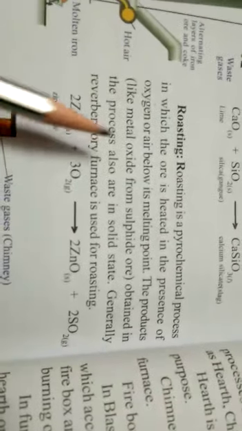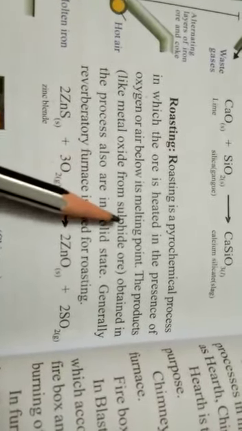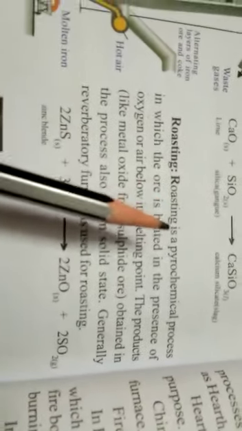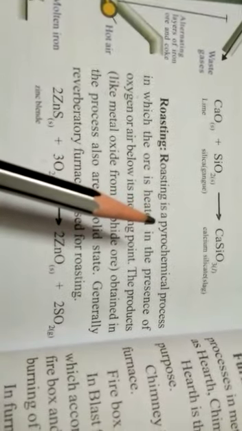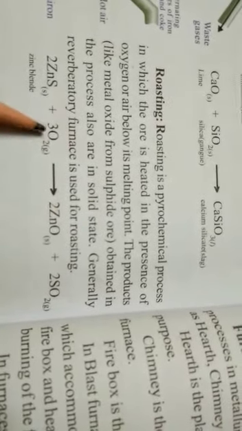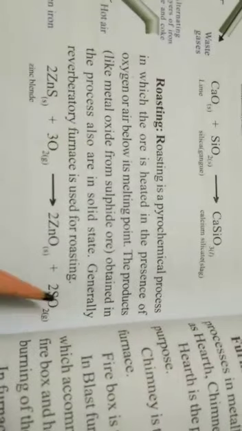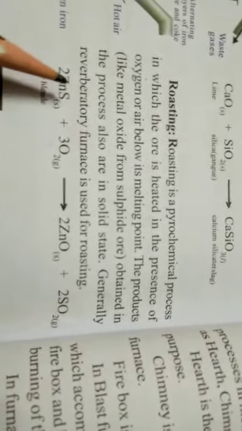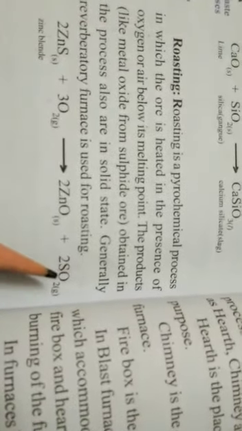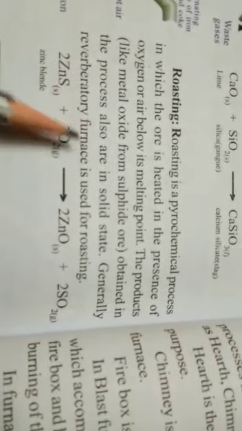Once again, the process of roasting is mainly done for sulfide ores, and the gas liberated is sulfur dioxide. See the basics of roasting once again. First, it is a pyrochemical process in which the ore is heated in the presence of air or oxygen. Here a lot of oxygen is supplied, so it is also an example of an oxidation reaction. Here sulfur dioxide gas is liberated. Generally it is done for sulfide ores. 2ZnS plus 3O2 gives 2ZnO plus 2SO2. Generally, it is done in a furnace called a reverberatory furnace.